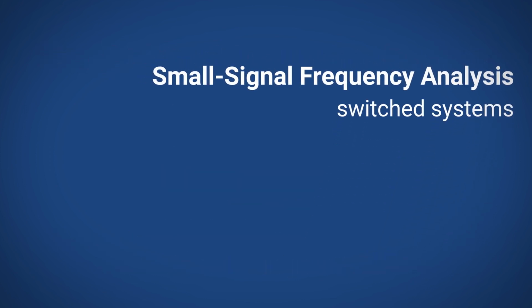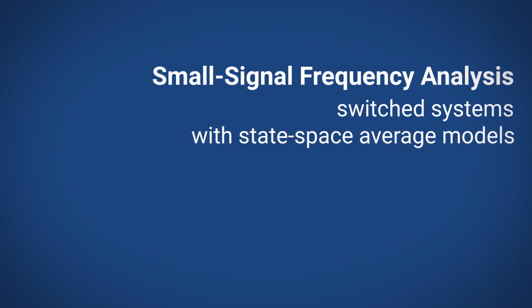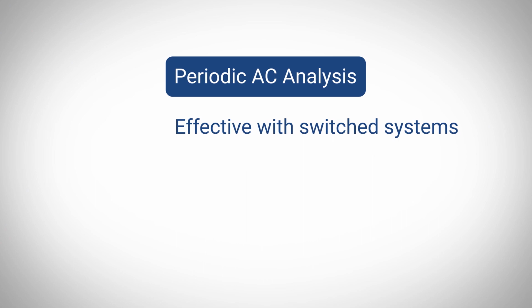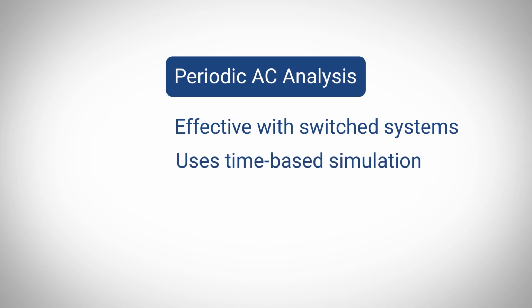However, a common tactic is to replace switches with state space average models to enable small signal analysis for such applications. The SaberRD library has a wide variety of averaged models that enable rapid frequency analysis of switch systems. There's another way to generate a frequency response for switch systems in SaberRD called periodic AC analysis. By using time-based simulation techniques, spectral characteristics can be extracted from almost any switching circuit. Its operation will be presented in another training video.